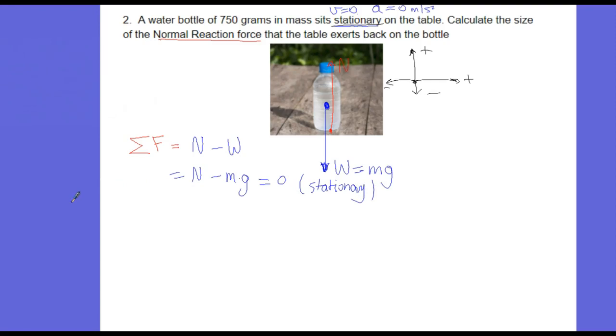Doesn't matter. It's what you decide. Okay, so then if normal minus the weight force is equal to 0, then what would the size of the normal reaction force be equal to? The weight force, same as the weight, which is the mass multiplied by gravity. And that's what we can now use to calculate the size of this force. So what is the mass of this bottle?